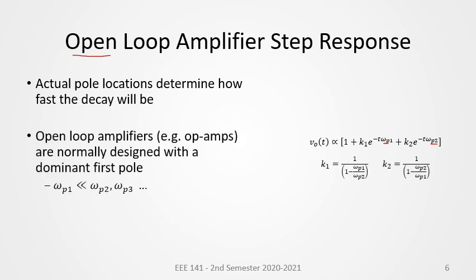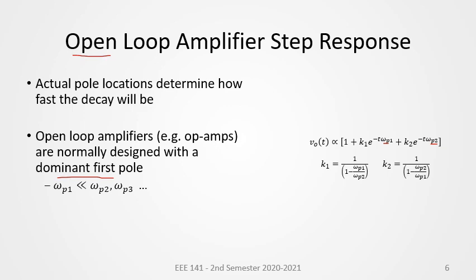The major difference between the step response of an open loop and a closed loop amplifier, aside from the magnitude of the gain, is the difference in the pole locations. Open loop amplifiers, for example op-amps, are normally designed to have a dominant first pole. That is, omega p1 is much less than omega p2, omega p3, and so on.